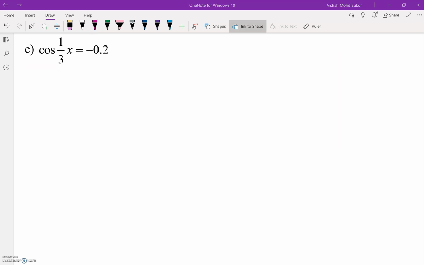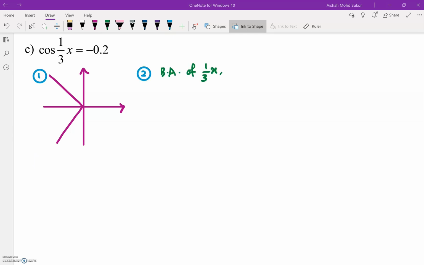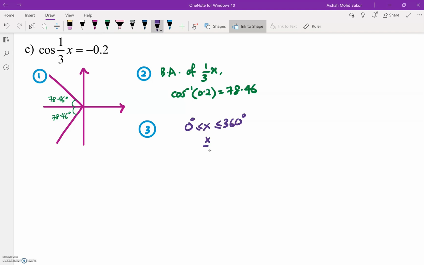C, cos 1 over 3x is equals to negative 0.2. The first step is to find the quadrant. Cos negative is in the second and third quadrant. Next step is to find the basic angle of 1/3x. Remember not to put the negative sign. The third step is to define the interval. To get x/3, we divide x by 3, 360 degree divided by 3, and 0 divided by 3.